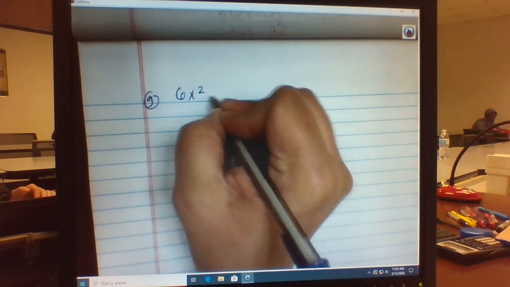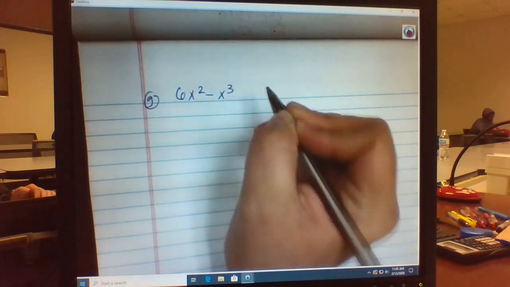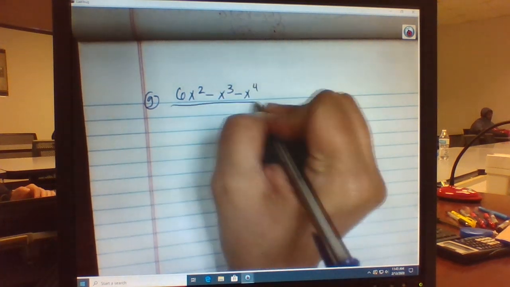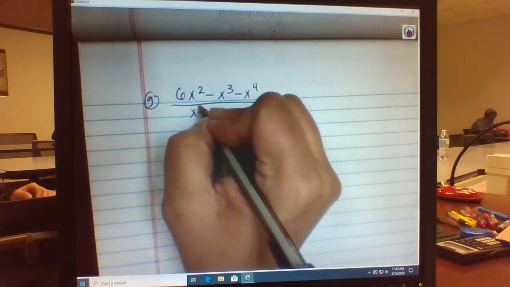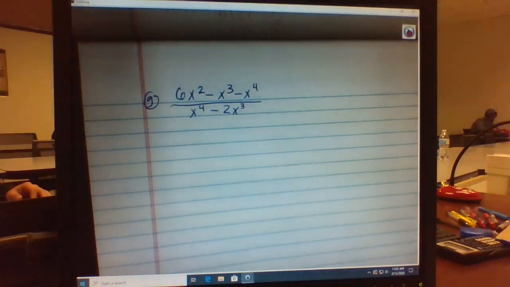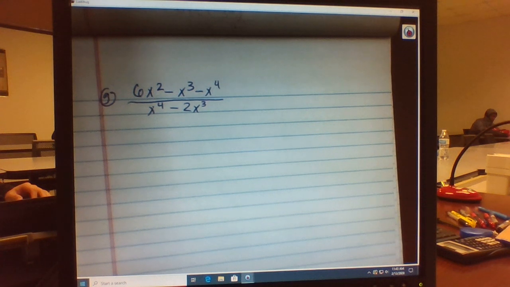6x squared minus x cubed minus x to the 4th, divided by x to the 4th minus 2x cubed. Now, when we were doing work last week, I told you, always make sure that your largest exponent is what? In the front, and also positive.